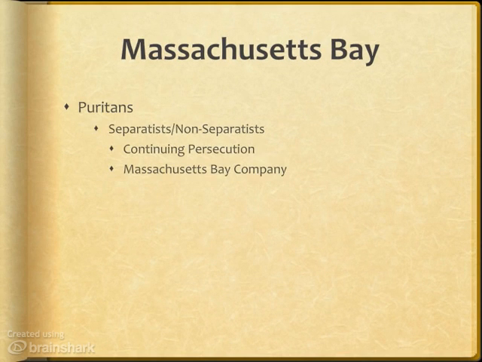Life for Puritans in England wasn't getting any better. Persecution under King Charles I continued, and so another group of Puritans got together and formed another joint stock company. This one they called the Massachusetts Bay Company.